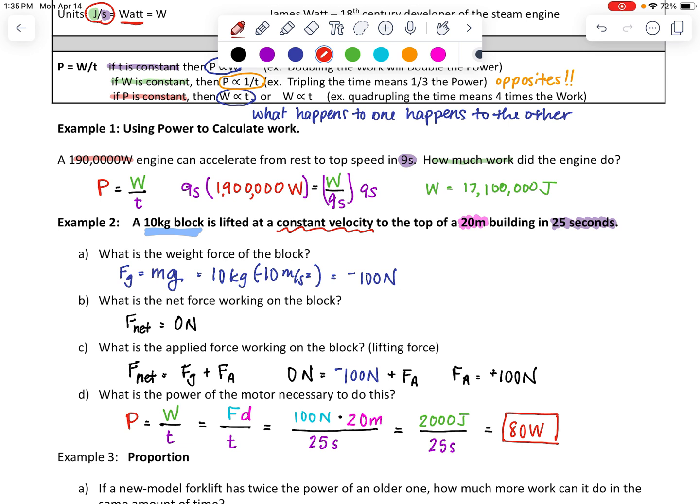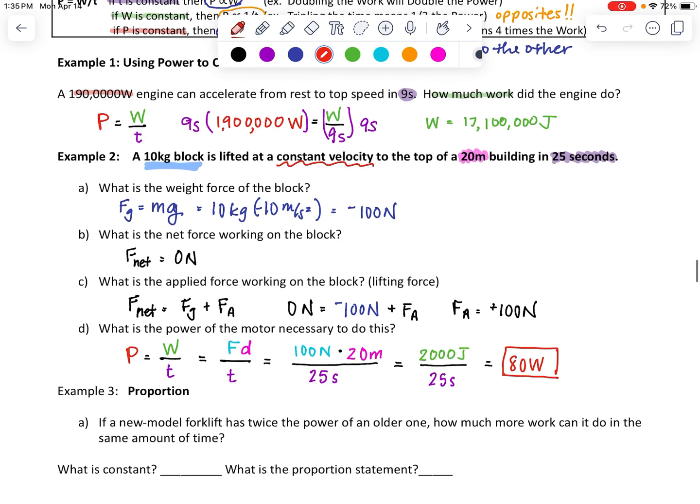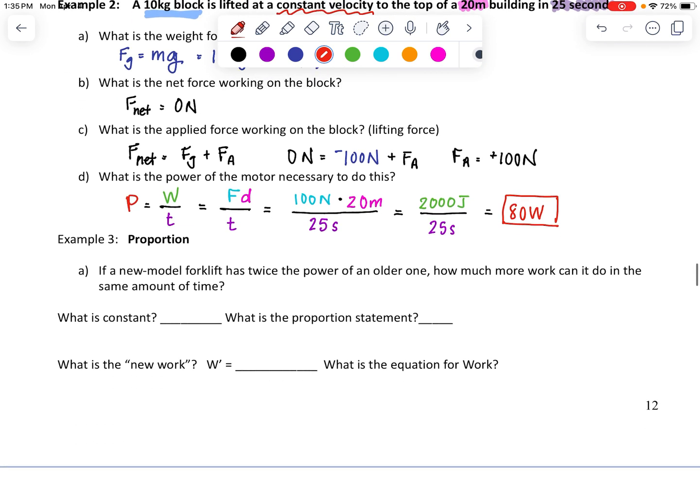Good. The last part is really easy. I call it easy because it's just the proportion. If a new forklift has twice the power of the old one, notice, twice the power, that means this is 2P. My new power is twice P. How much more work?